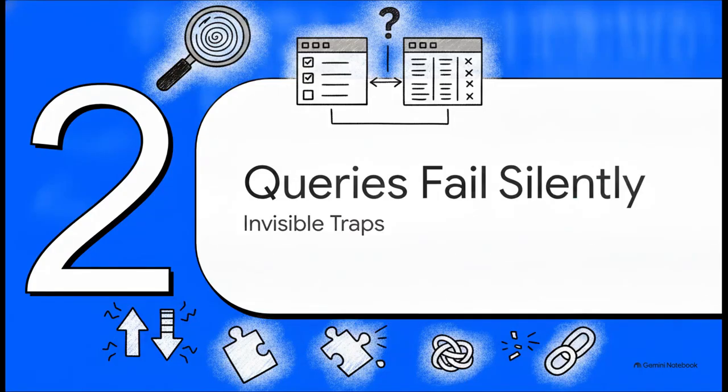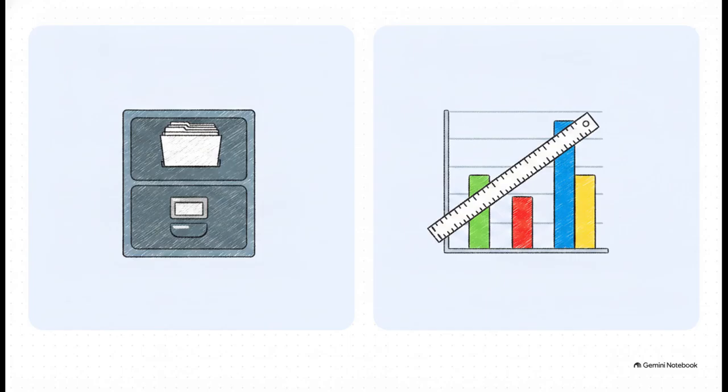Section 2. When queries fail silently. The invisible traps in your database. All right, we have to start by clearing up a massive point of confusion. There are 2 completely unrelated meanings for the word normalize. To normalize a database means storing each fact exactly once. But to normalize statistics, that means dividing by exposure, like goals per 90 minutes, just to make things comparable. Same spelling, totally unrelated jobs.